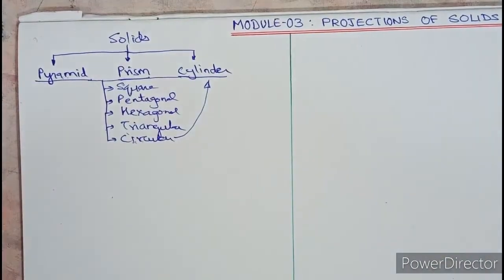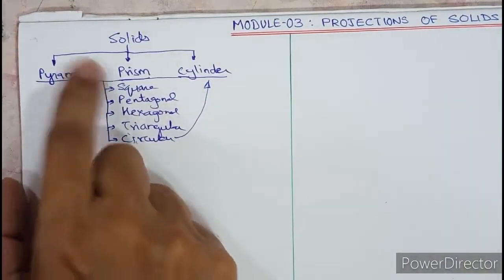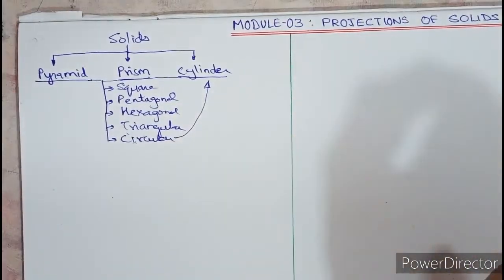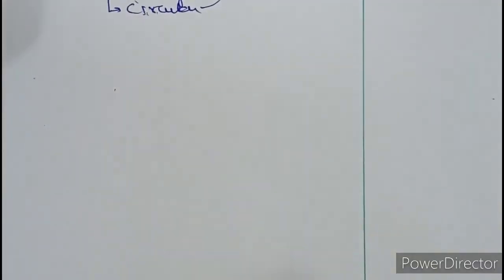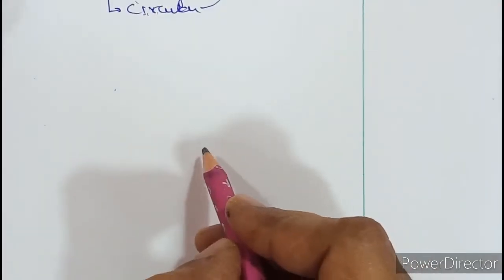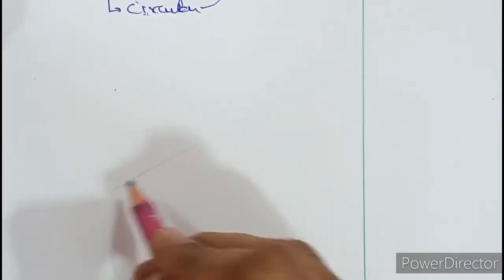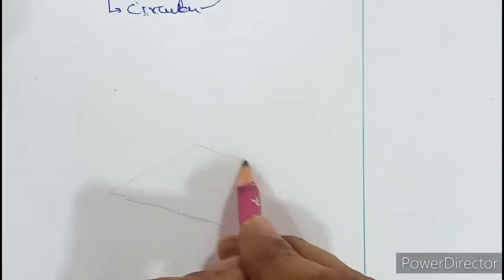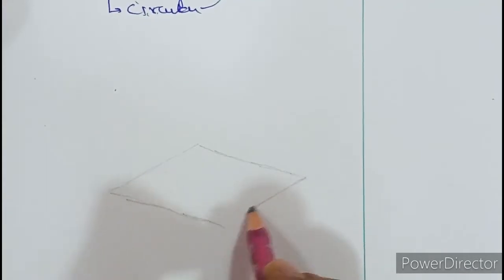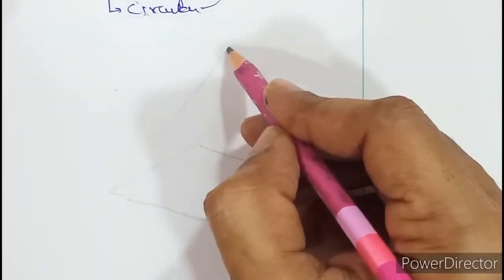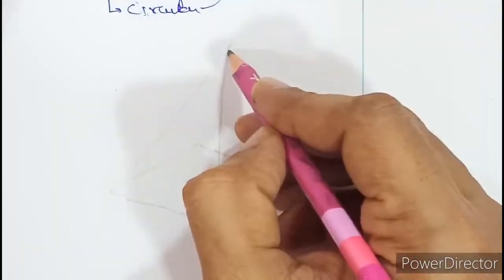So let us now start with a pyramid first of all. Today we are going to start with pyramid. First of all, let us see how a pyramid looks. If I take an example of a square pyramid, let me draw a square pyramid over here. So we'll try to learn what is a square pyramid. This is the base of the pyramid, which is a square. So the pyramid looks like this.